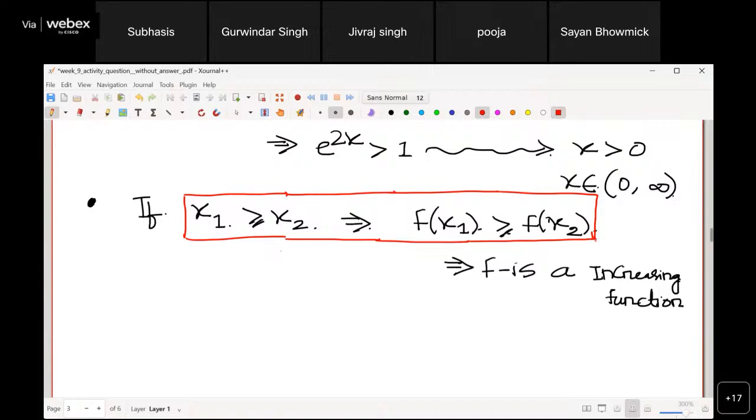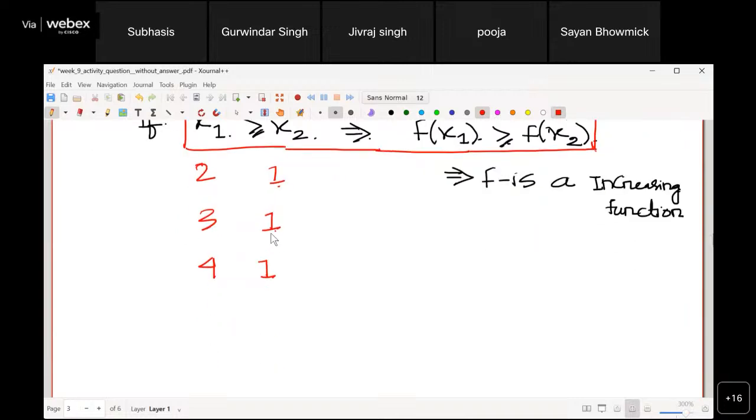Certainly you can't do that, because we need to be general. If the domain is finite, then only you can do that. If the domain is infinite, then certainly you can't do it within a finite time. If you start with x1 and x2 as 2 and 1, then 3 and 1, 4 and 1, it will never stop.